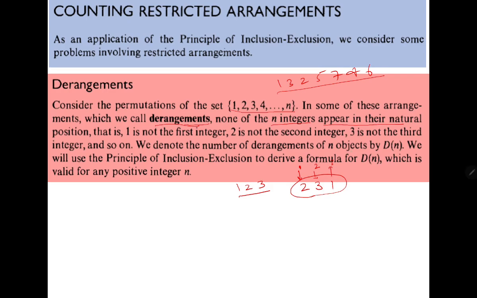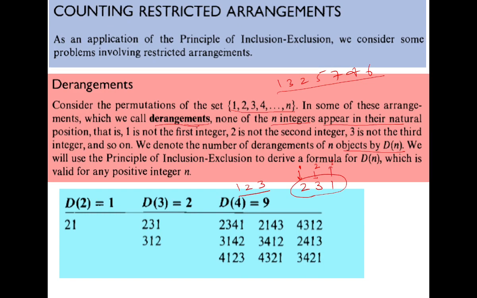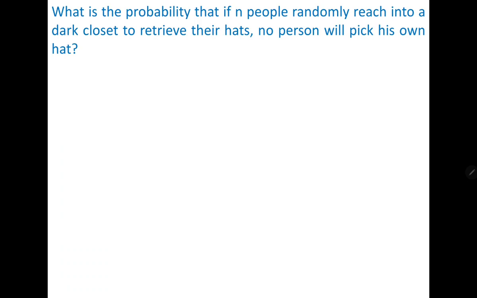So we denote the derangement of n objects by Dn and use the principle of inclusion exclusion to find the formula for Dn. So this is a table. You can see that D3 is 2 because these are the only two possibilities for derangement. D4 is 9. So let's see this problem.